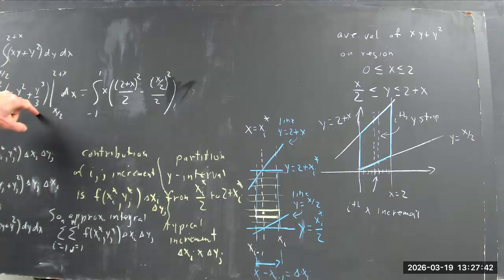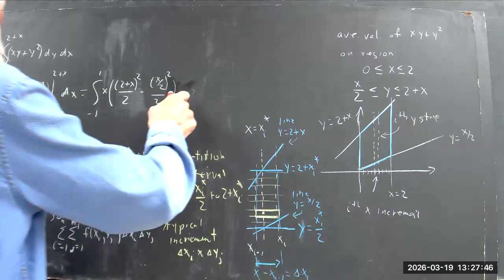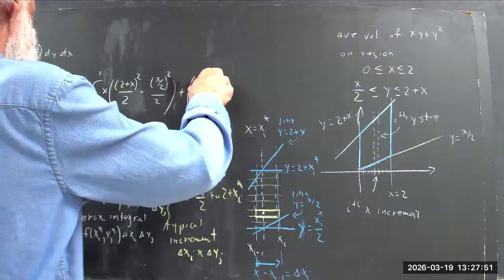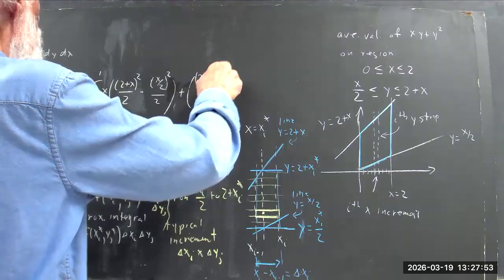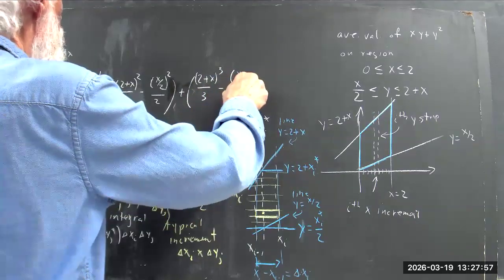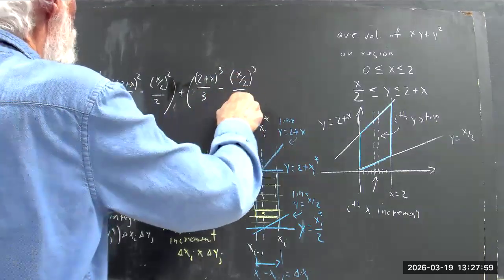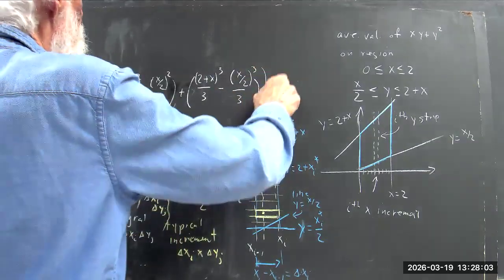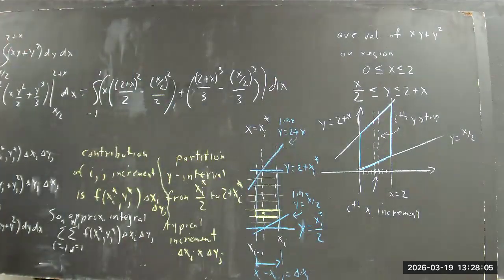And the y cubed over 3, well, we're going to substitute 2 plus x. We're going to substitute x over 2. We're going to get plus all of this integrated with respect to x. So you're going to get a bit of a polynomial there. You have to do a little bit of work.